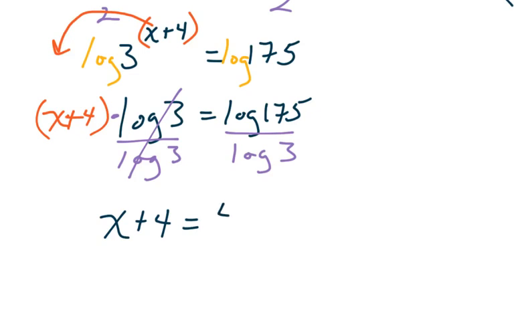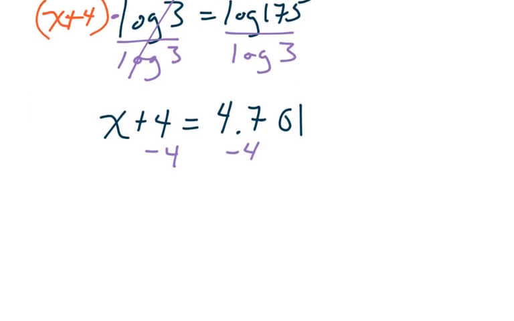Go ahead and do it. Make sure you get 4.701. And look, all you have left to do is subtract 4 from both sides. And once again, you've solved for x, this time equaling 0.701.